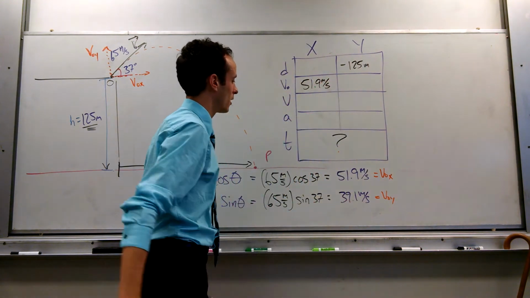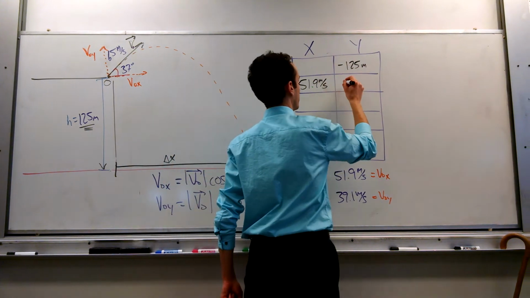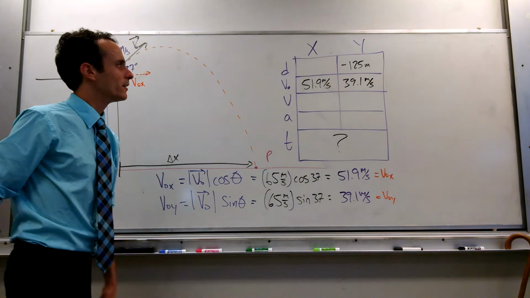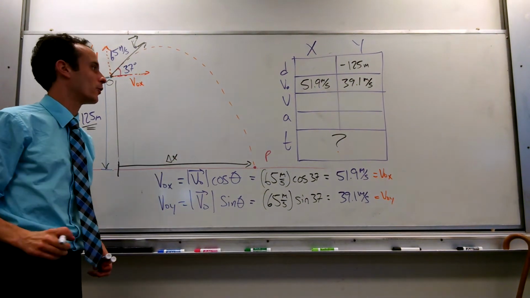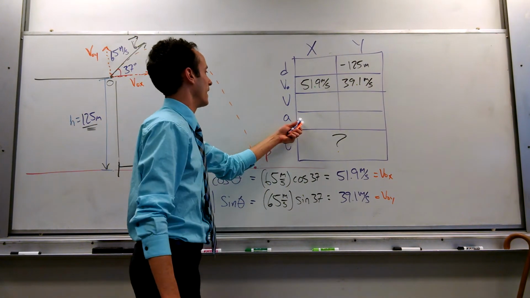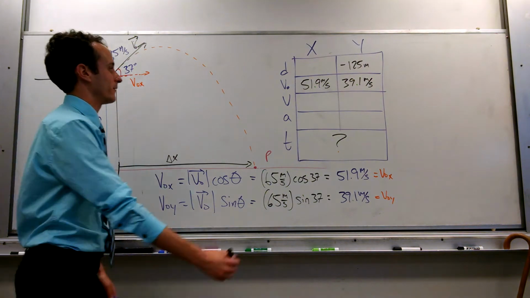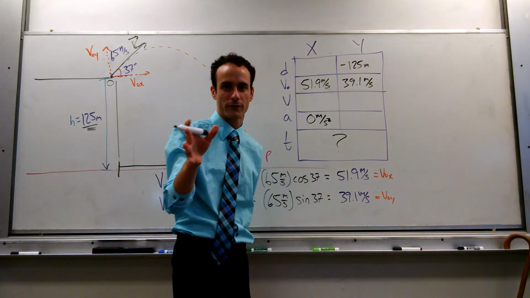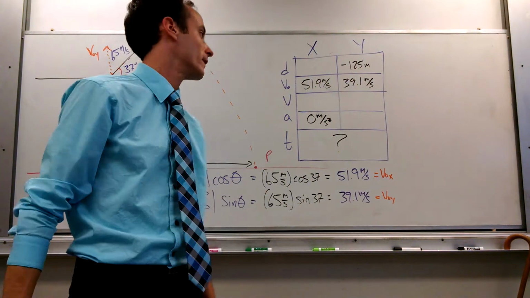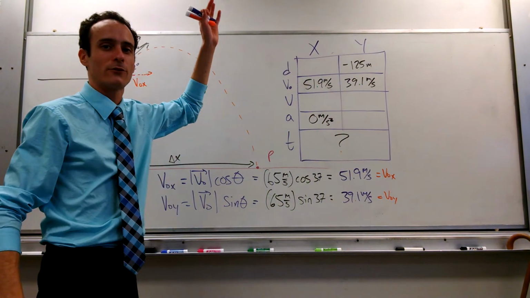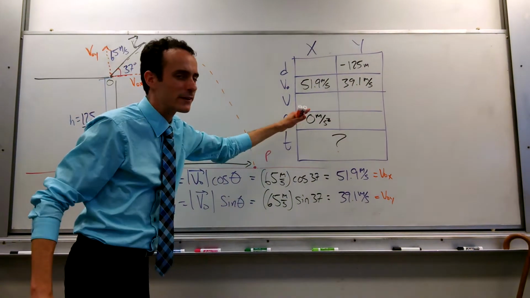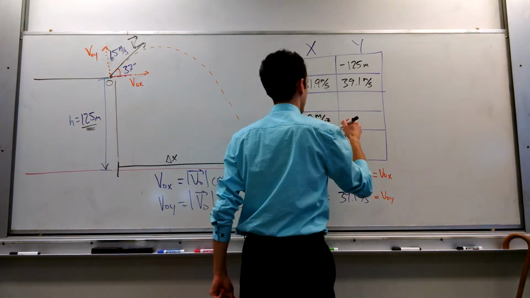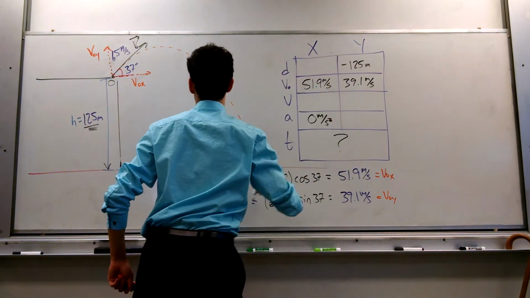My initial velocity along y, as I just calculated, is 39.1 meters per second. So let's look at some other things that I definitely know to be true. I definitely know that acceleration along x is 0 meters per second squared. Almost always is this going to happen. Ridiculous situations are the only way that it's not zero. Always assume 0.